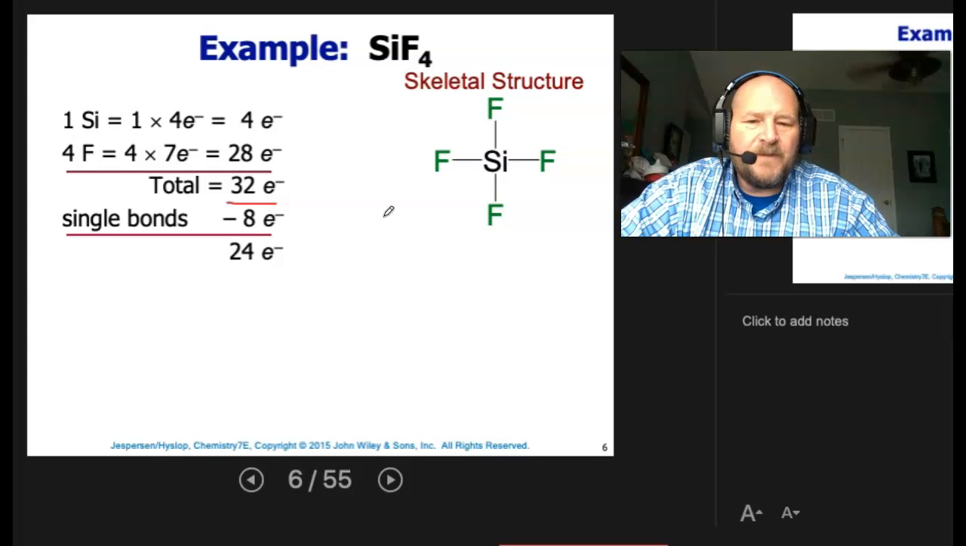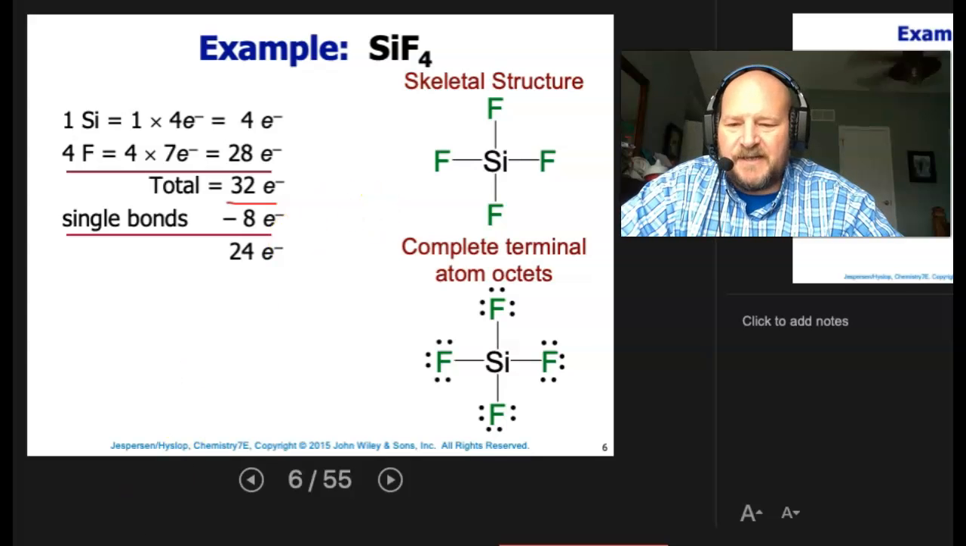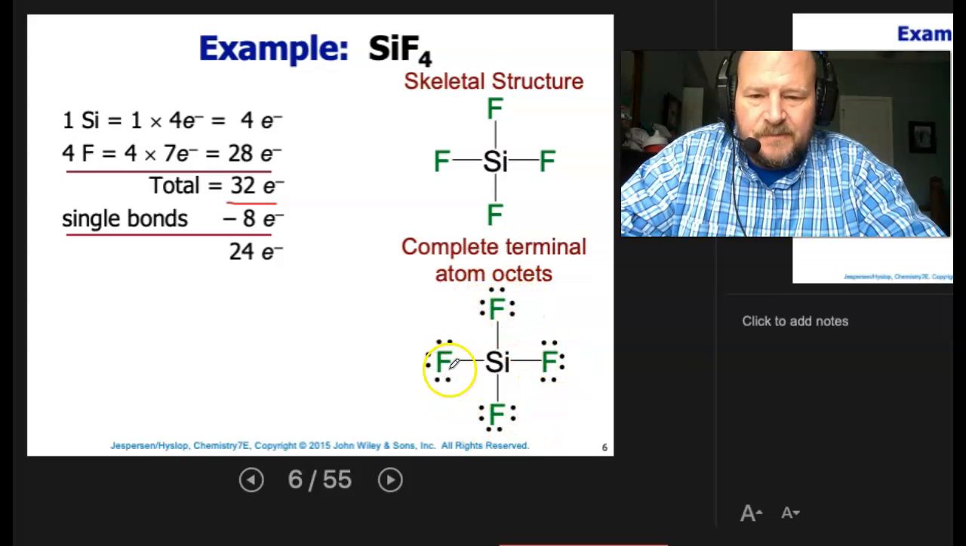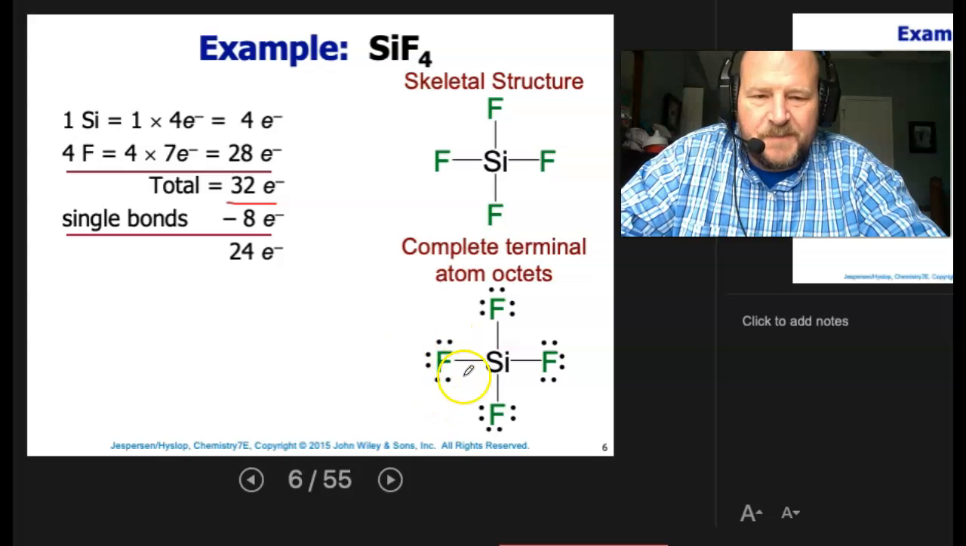The next thing we'll do is complete our octet. We'll fill in all the electrons around each one of these outside atoms. So fluorine, we got 2 from the bond. We'll add 2, 4, 6 more. That gives me a total of 8.